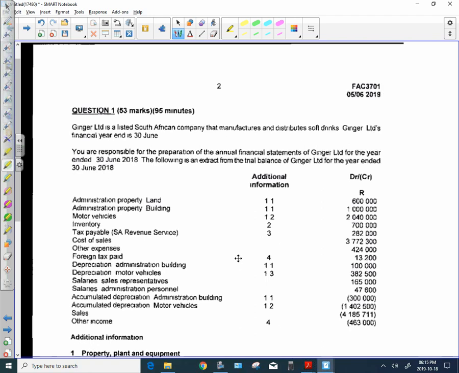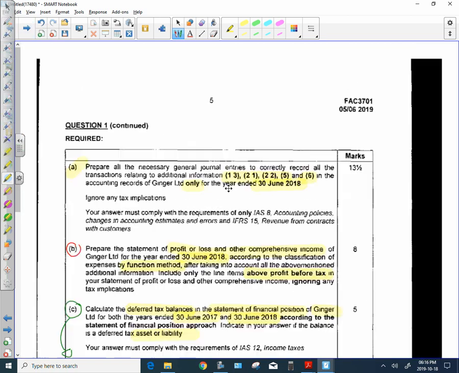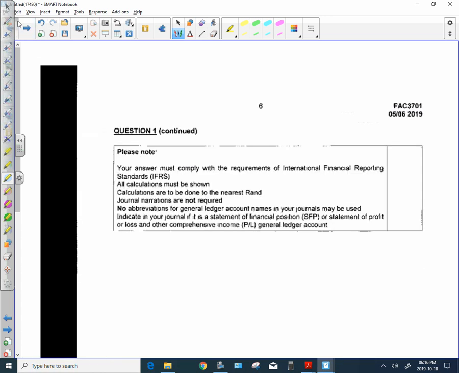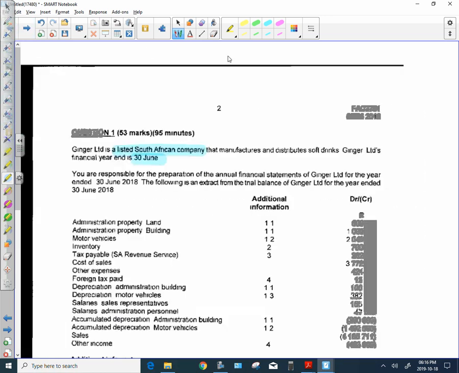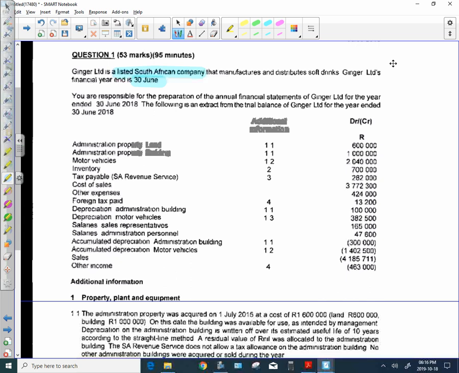All right, so they tell us that Ginger Limited is a listed South African company that manufactures and distributes soft drinks. Ginger Limited's financial year end is the 30th of June, and I think in this case they asked us for 2018. Right, so 30 June 2018 is our financial year end, and you are responsible for the preparation of the annual financial statements of Ginger Limited for the year ended 30 June 2018. The following is an extract from the trial balance of Ginger for the year ended 30 June 2018.